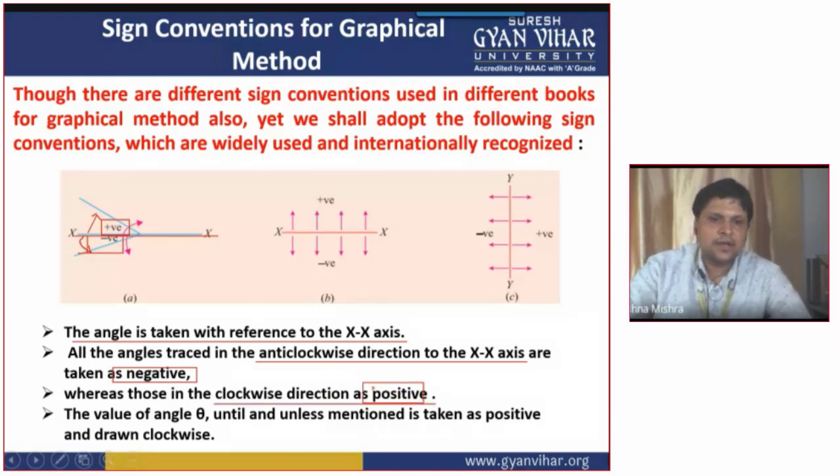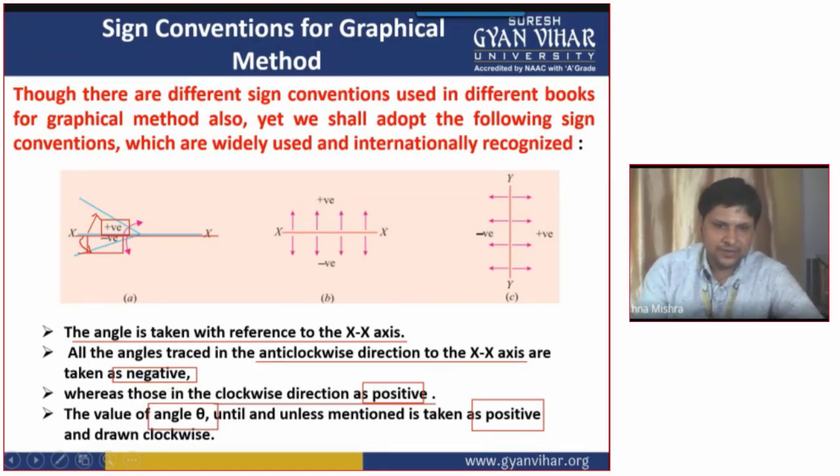Then if there is nothing given in the question about the angle theta, we will consider it as positive. If in the numerical you don't find any clockwise or anti-clockwise sense of the angle, then you will consider the theta value as positive. Positive means you will consider it as clockwise.